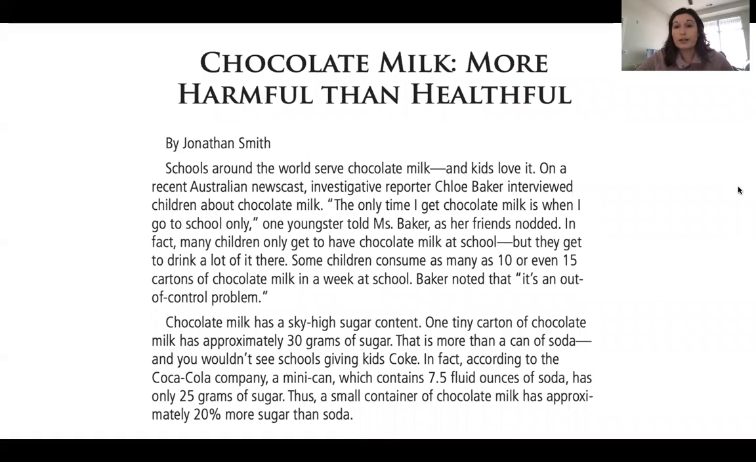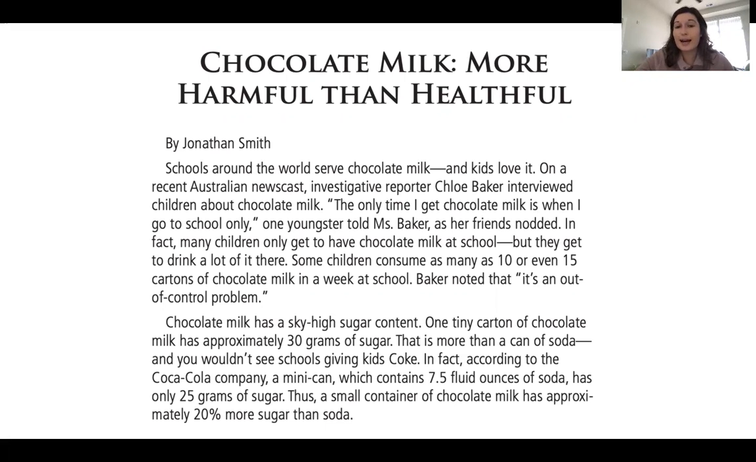Schools around the world serve chocolate milk, and kids love it. On a recent Australian newscast, investigative reporter Chloe Baker interviewed children about chocolate milk. The only time I get chocolate milk is when I go to school only, one youngster told Miss Baker, as her friends nodded. In fact, many children only get to have chocolate milk at school, but they get to drink a lot of it there. Some children consume as many as 10 or even 15 cartons of chocolate milk in a week at school. Baker noted that it is an out-of-control problem.